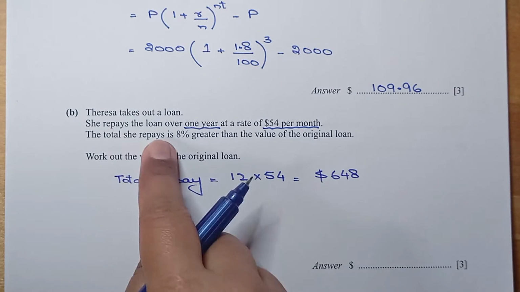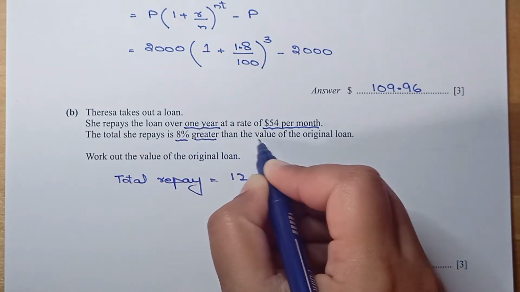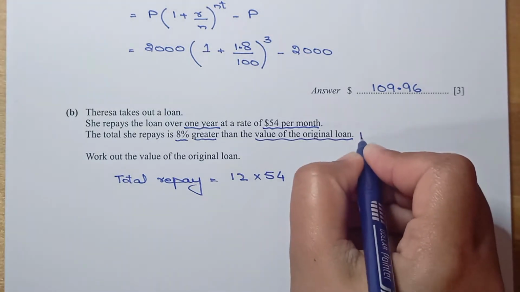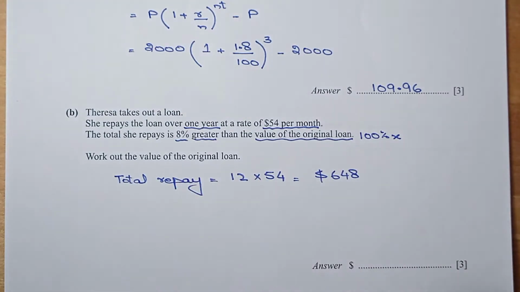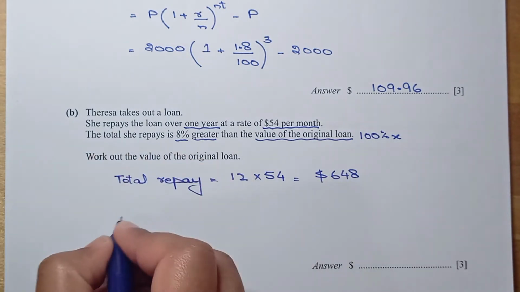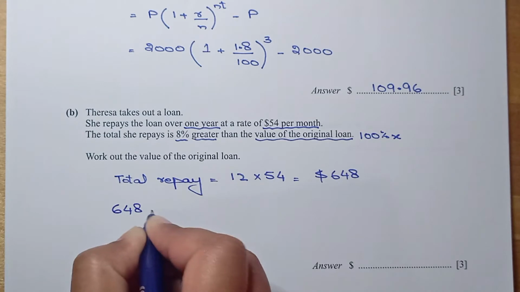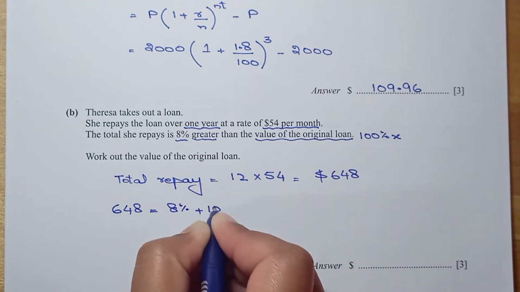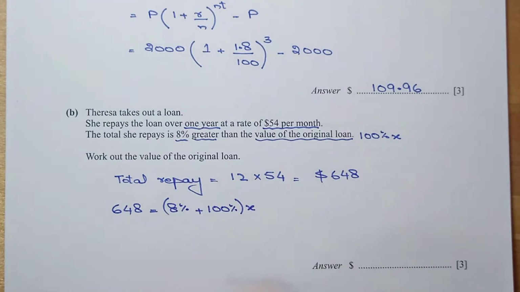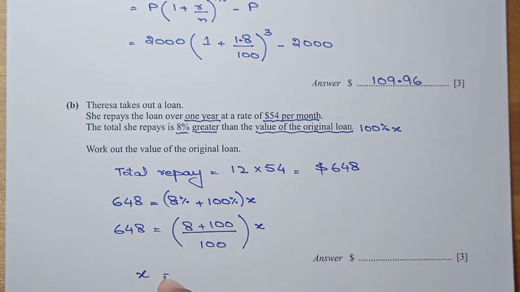The total she repays is 8% greater than the value of the original loan. Let's say the value of the original loan is 100%, some x. Work out the value of the original loan. We need to find the value of x. So it is 8% greater than. So the total she repays, 648, is equal to 8% greater than the original value. So 8% plus 100%, times x. So this would be 648 equals 8 plus 100 divided by 100, times x. And to solve for x, we can say 648 times 100 over 108.